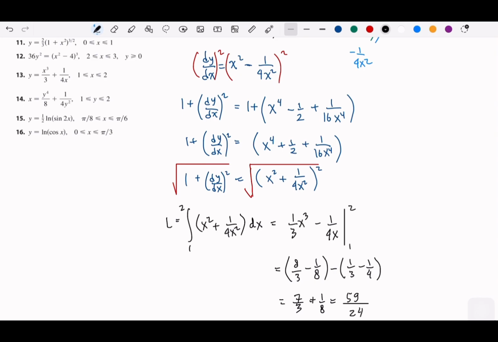Oh, wait. Did I miss one? Oh, we already added it, right? 1 minus 1, yeah, already added. 1 minus half is already here, so it's already changed. So this whole thing is already 1 plus dy/dx.